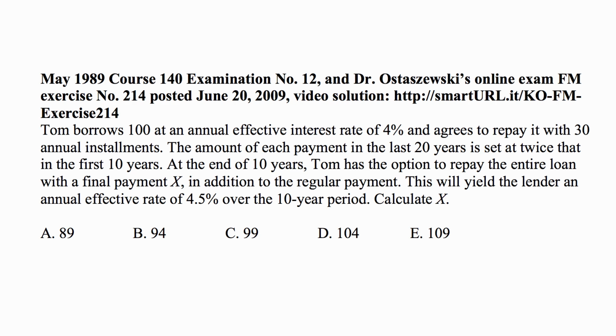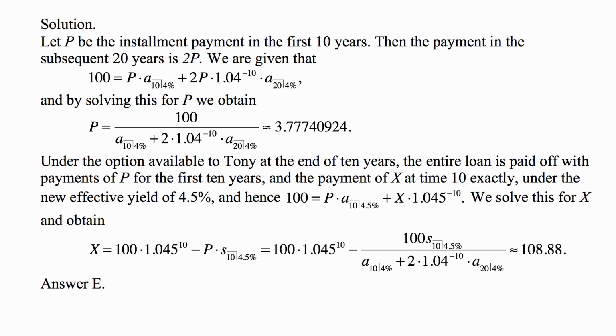Here's a problem for today for exam FM, Financial Mathematics. Tom borrows 100 at an annual effective interest rate of 4% and agrees to repay it with 30 annual installments. The amount of each payment in the last 20 years is set at twice that in the first 10 years. At the end of 10 years, Tom has the option to repay the entire loan with a final payment X in addition to the regular payment. This will yield the lender an annual effective rate of 4.5% over the 10-year period. Calculate X.